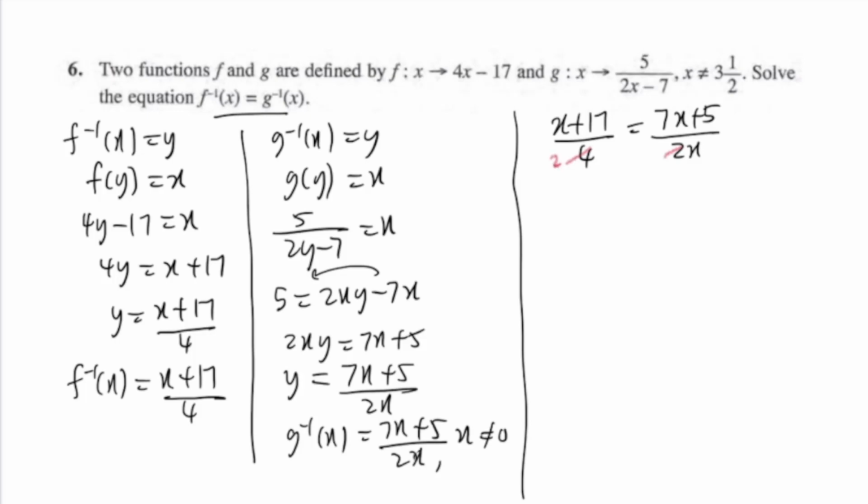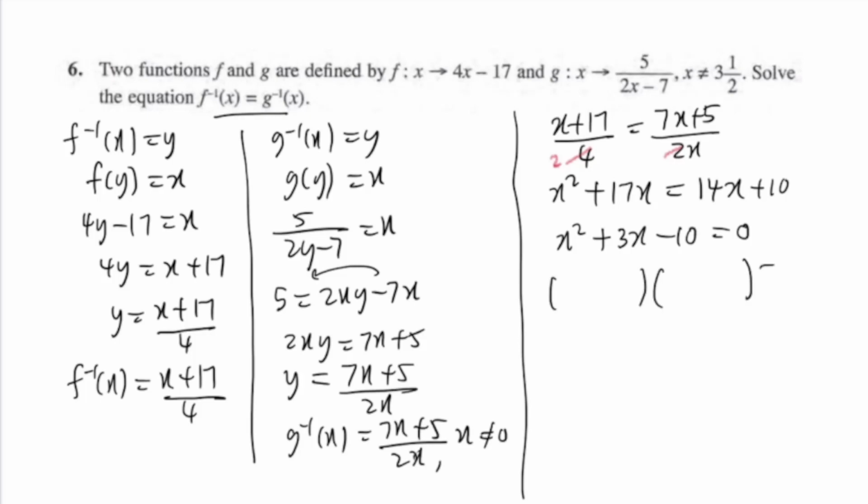So now only we cross multiply: x times over is x squared plus 17x. The 2 I times over, 7 times 2 is 14, 5 times 2 is 10. This is a quadratic equation that we can rearrange. Bring 14 to the left, 17 minus 14 is 3. Bring 10 to the left, you get minus 10. And now we can double bracket factorize it.